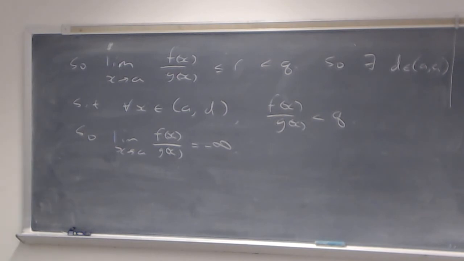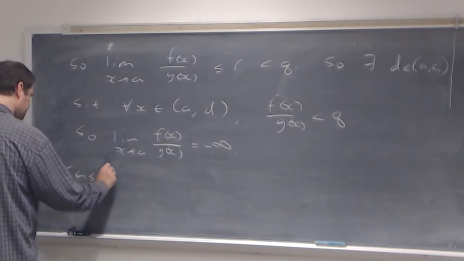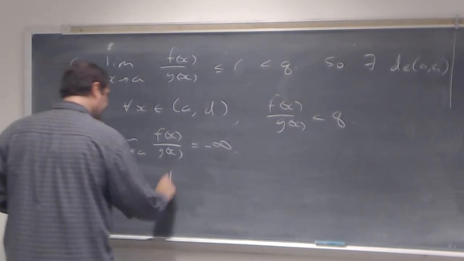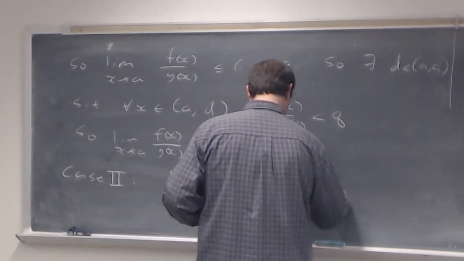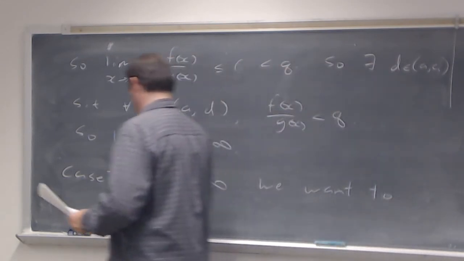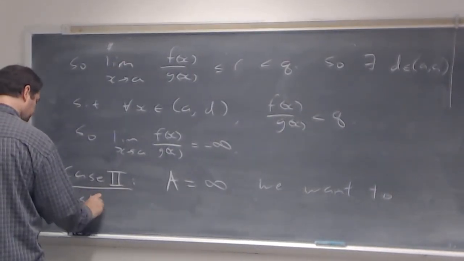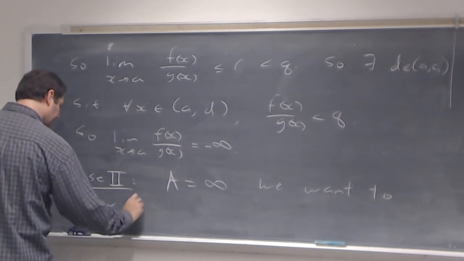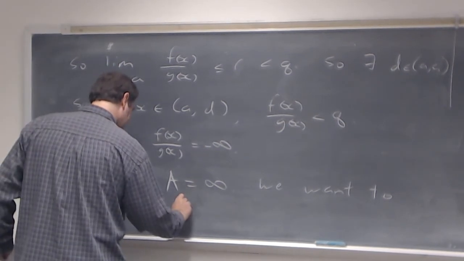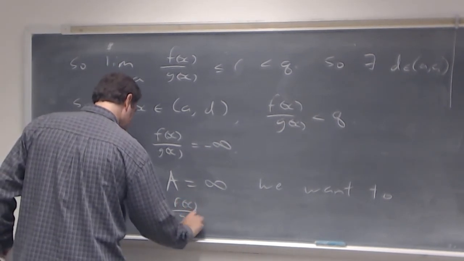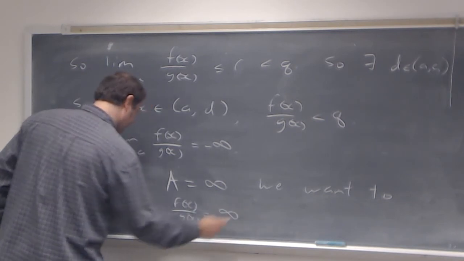Okay, now that was the working under the case where we considered a to be minus infinity. Now, case 2, what if a is equal to infinity? Okay, we want to show, it's a very similar situation. We want to show, analogous situation, that the limit as x goes to a, really it's from the right, of f of x over g of x is equal to infinity.